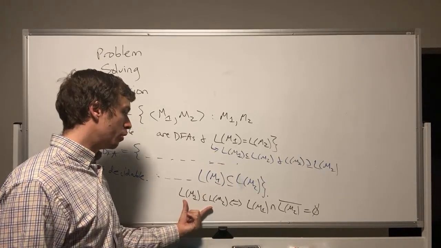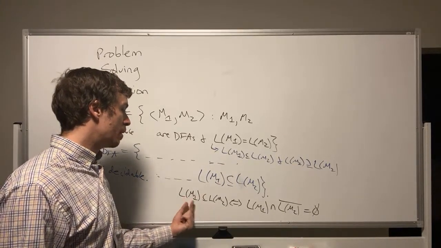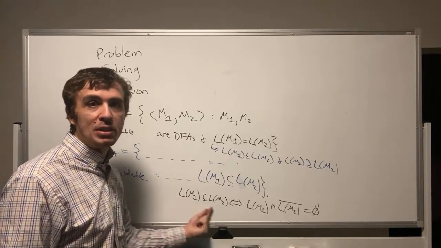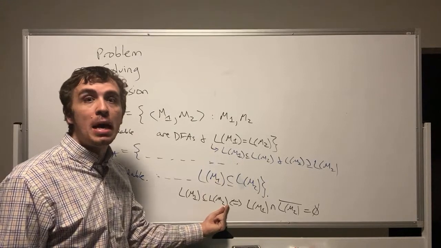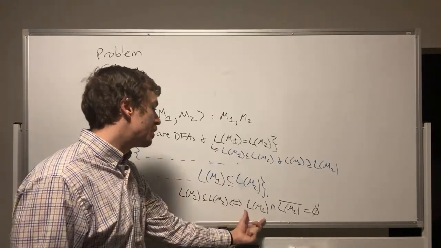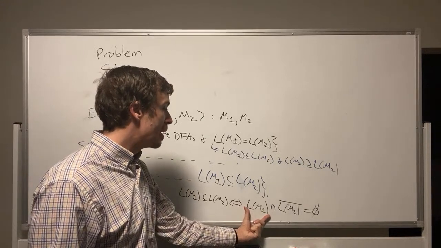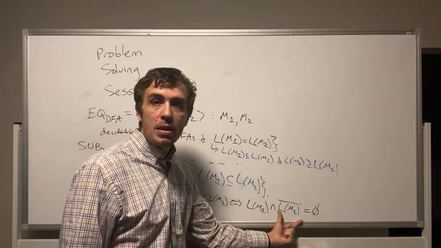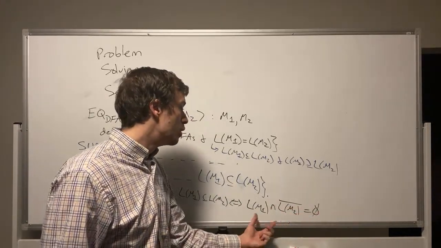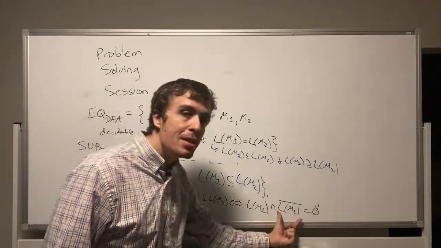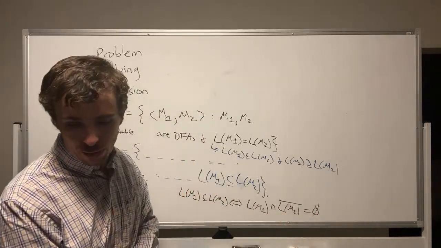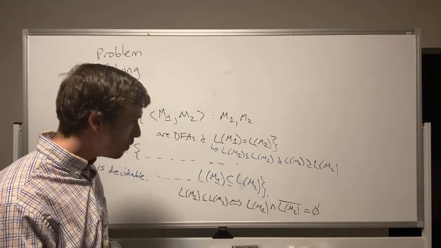So why is this true? If M1 is a subset of M2, then there's nothing in M1 that is not in M2, because everything in M1 must be in M2. So here this is saying everything in M1 and everything not in M2, there's nothing in common between those two. So there can't be anything in M1 and not in M2. That's effectively a proof of why this is true.